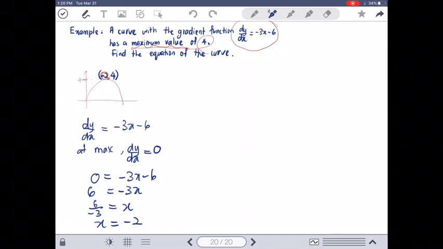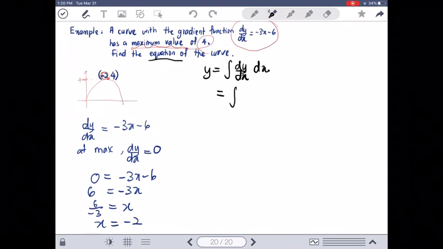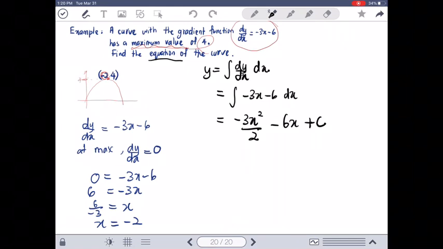But the question wants us to find the equation of the curve. So we need to find y. We know that y is just the integration of dy over dx with respect to x, which is just equal to the integration of negative 3x minus 6 with respect to x. So it equals negative 3x to the power of 2 over 2 minus 6x plus c. Now we have this coordinate. Substitute into that equation so that we can find c.